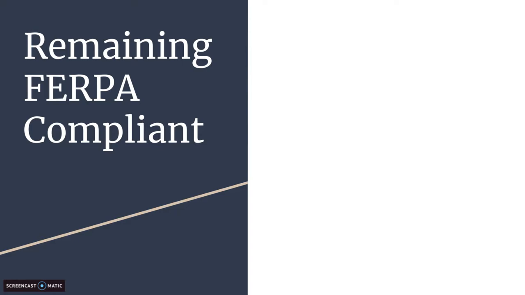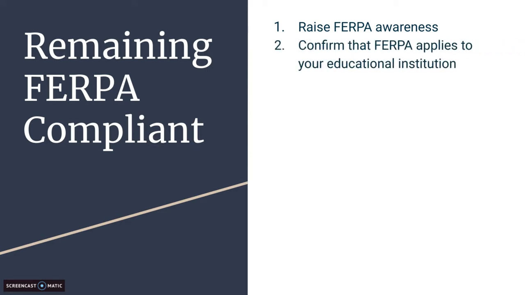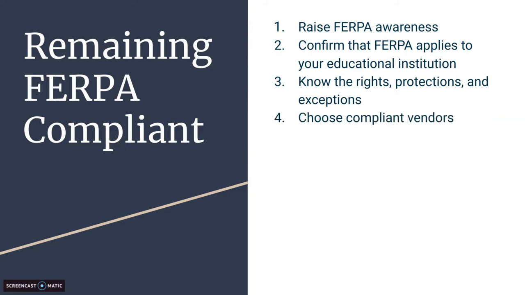So other ways to remain FERPA compliant: raise FERPA awareness. Make sure you know what FERPA is, what the law states is acceptable and unacceptable. Confirm that it applies to your educational institution. So if your educational institution does receive federal funding in any way, shape, or form, you must follow any sort of law that would fall under the FERPA Act. Know the rights, protections, and exceptions of FERPA. We've talked about some of those exceptions. Choose compliant vendors that are trustworthy.